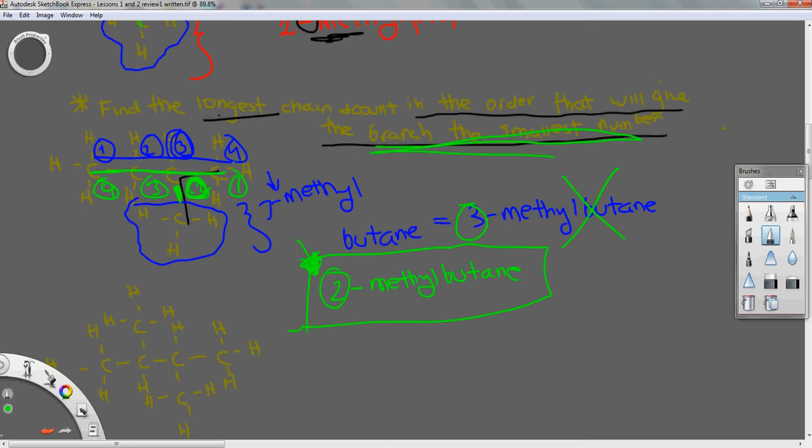So when you're counting, you want to make sure you count in the way that your branch will have the smaller number. So if you counted from left to right, it would have given you this incorrect answer.